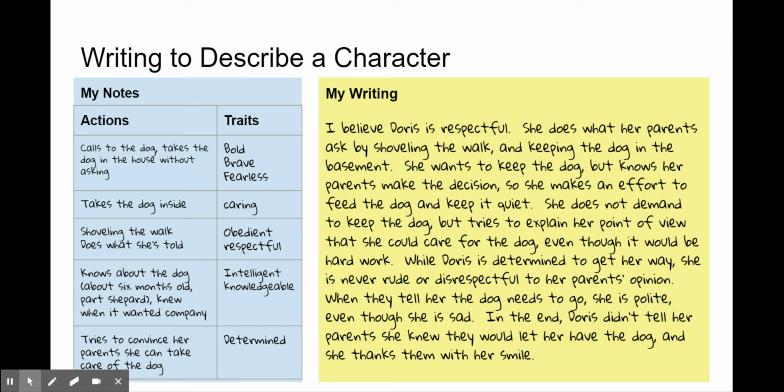I hope you have a good understanding of writing about character. But if you have any questions, just refer back to the lesson. Let's move on to some guided practice for you today.